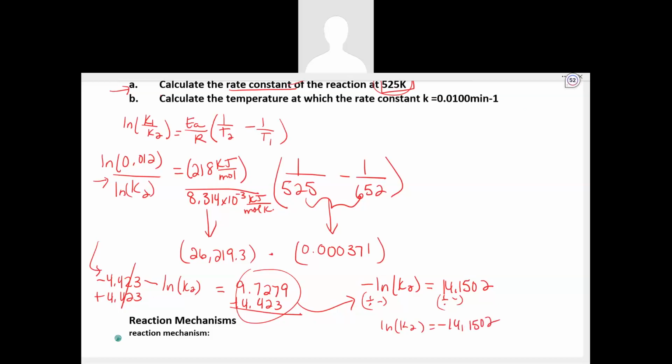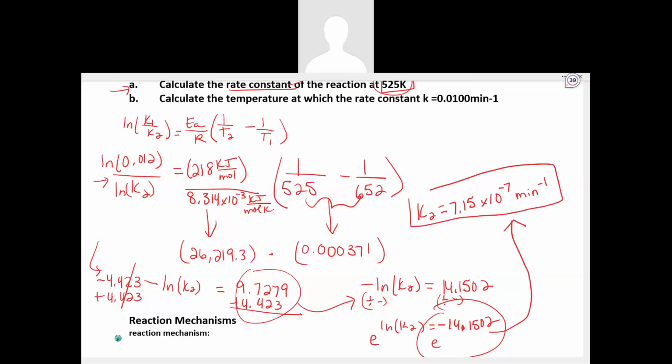Now, to reverse the natural log, you take e to both sides. So I'm going to write the final answer as e to the negative 14.1502. That turns out to be our K2 is equal to about 7.15 times 10 to the negative 7, and our unit would still be reciprocal minutes, as was with the first value for K.